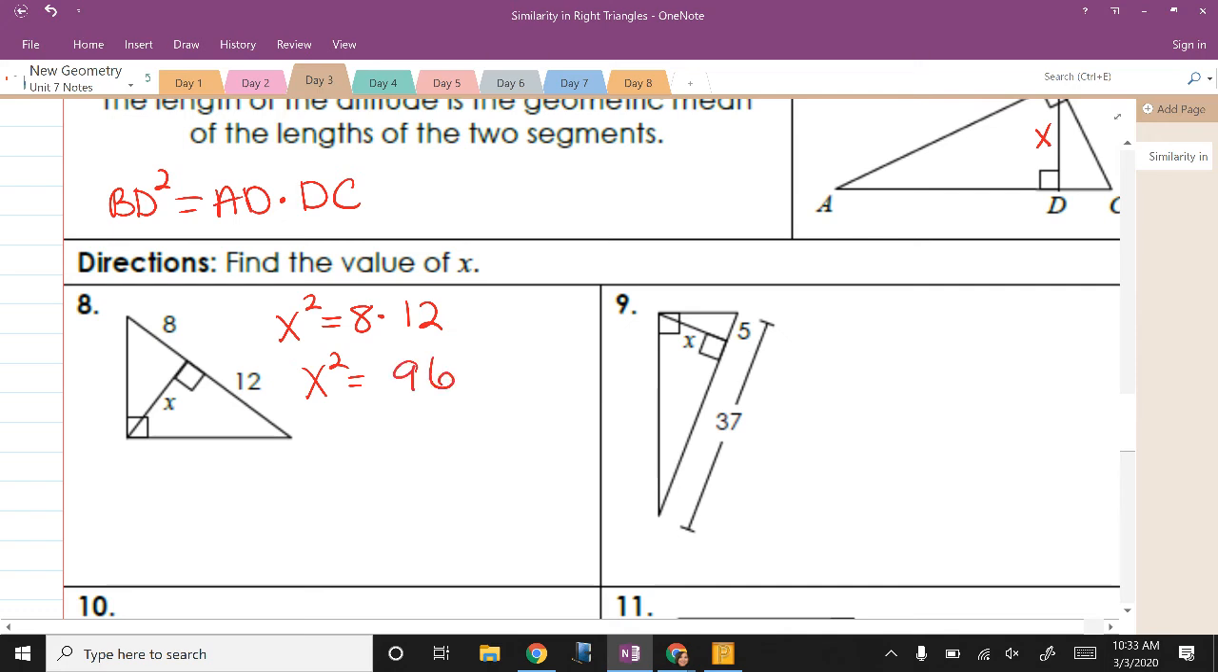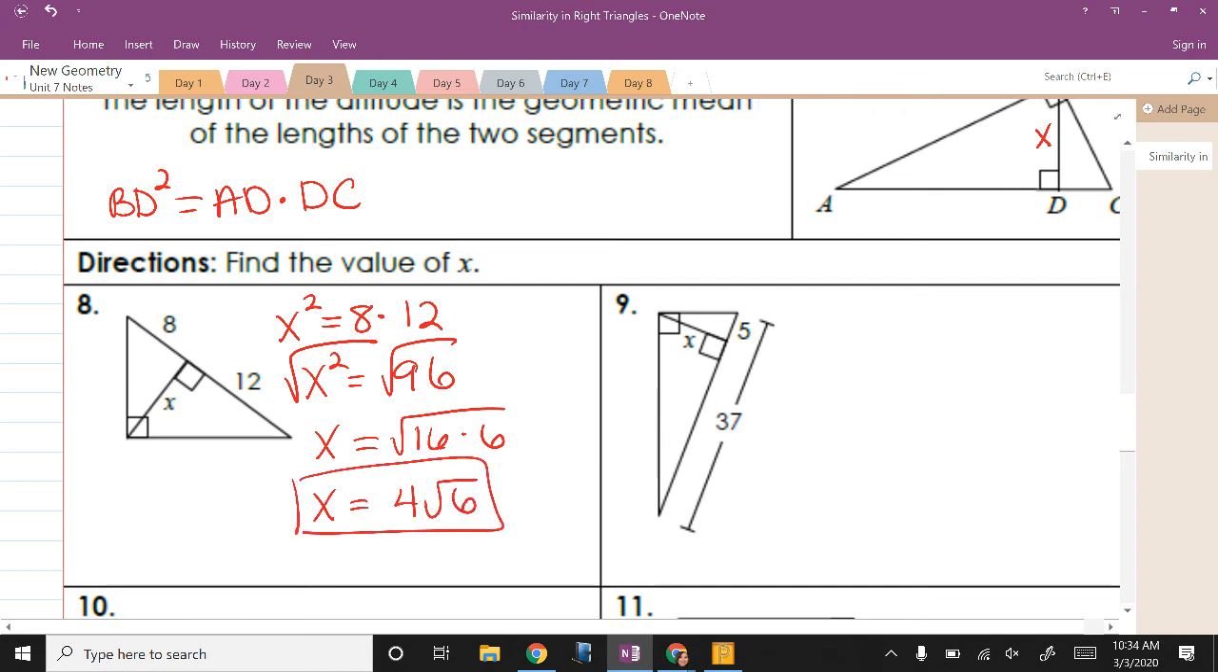Well, how do I get rid of the square on the x? Square root, right? Square root of both of them. So x equals, now what's the largest perfect square that goes into 96? 16 times what? 16 times 6. And what's the square root of 16? So 4 radical 6. That's it. So you do the altitude squared equals the two little segments that is split by it.